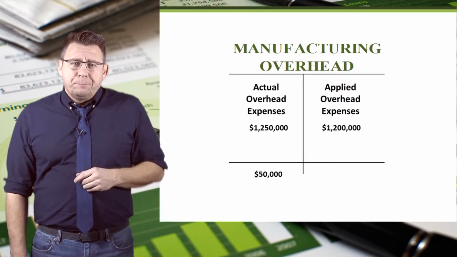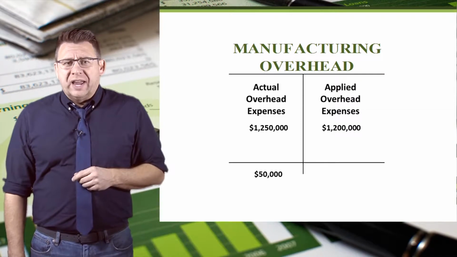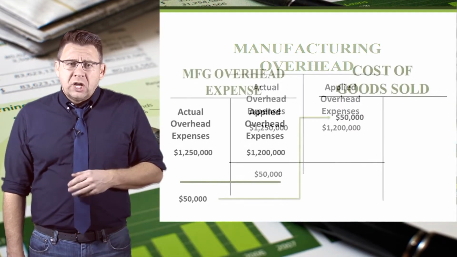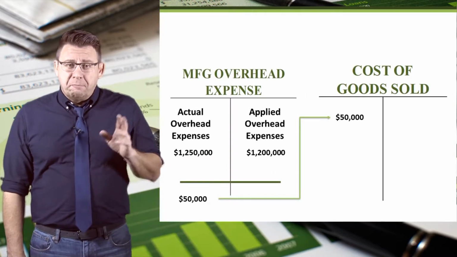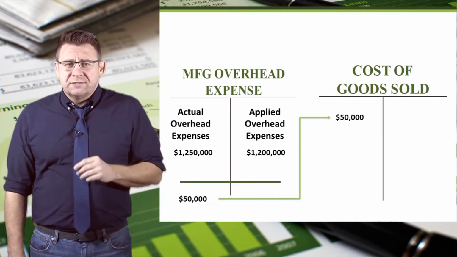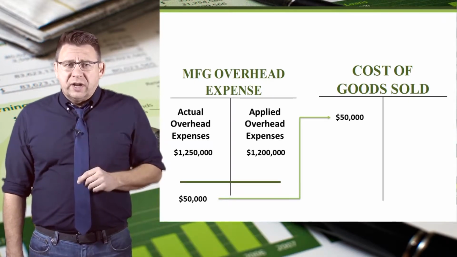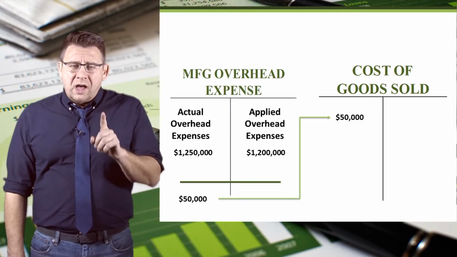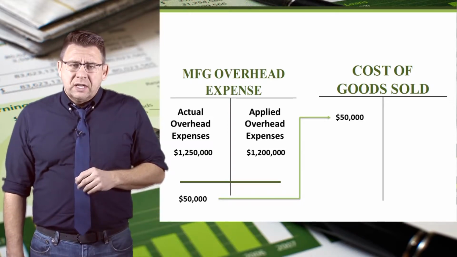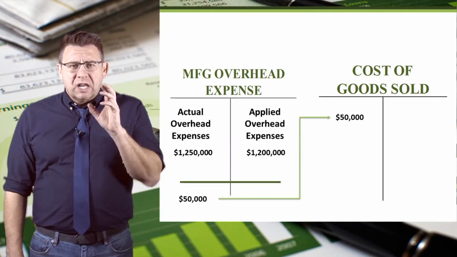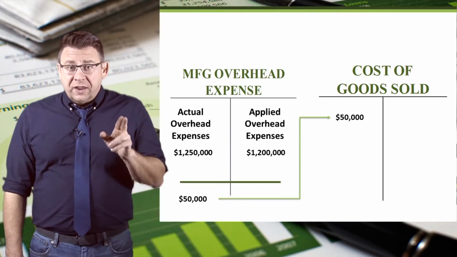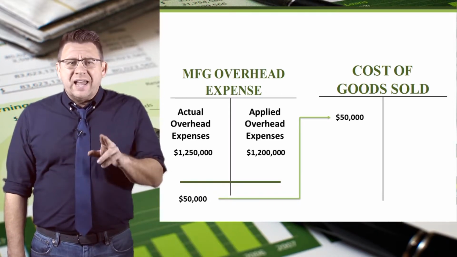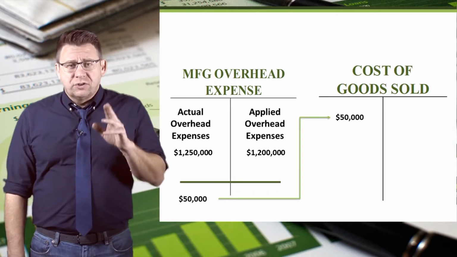Let's look at an example. Let's assume that manufacturing overhead is underapplied by $50,000. So we move $50,000 from manufacturing overhead to cost of goods sold by crediting overhead and debiting cost of goods sold. Now we've increased the cost of our sold products. Since manufacturing overhead was underapplied and therefore our jobs were undercosted, this now increases the cost of our jobs to the correct amount.